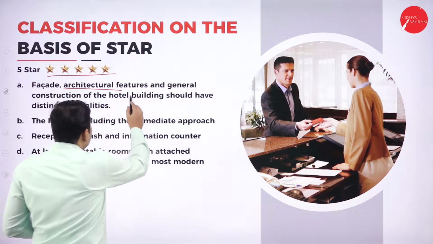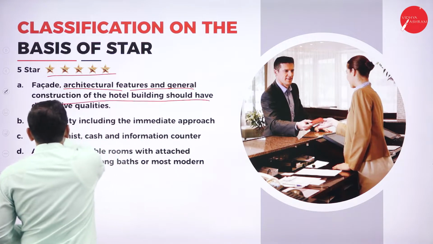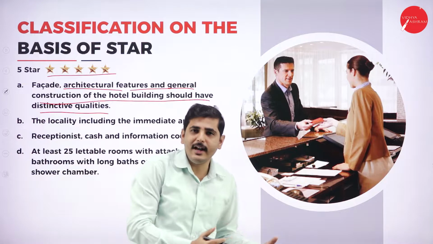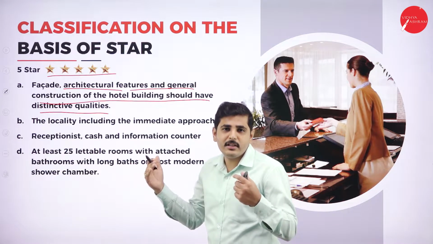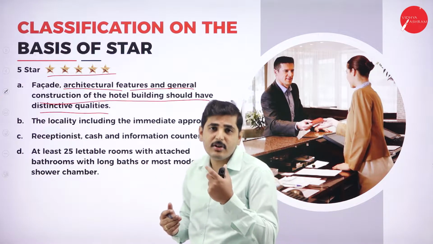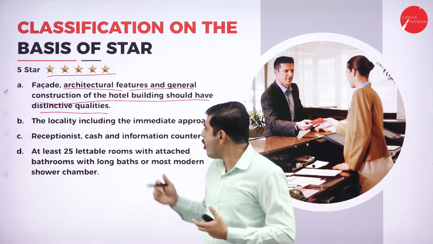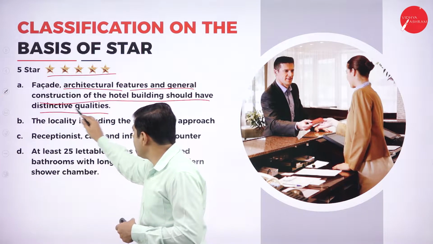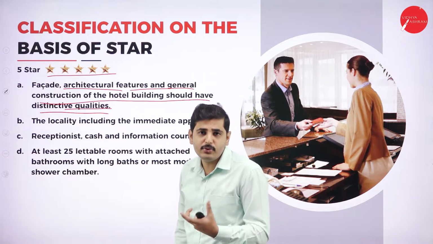Next one, features and general construction of the hotel building should have distinctive qualities. It should have a garden, good lighting facilities, a park facility, a swimming pool. The building should have all the facilities, and also safety measures in case of fire or any accidents. All the measures should be taken in the building. So very well distinctive qualities, and the highest quality of material should be used while constructing the building.